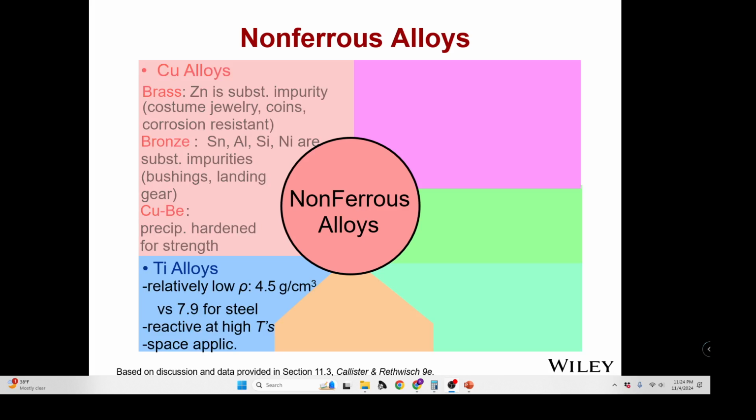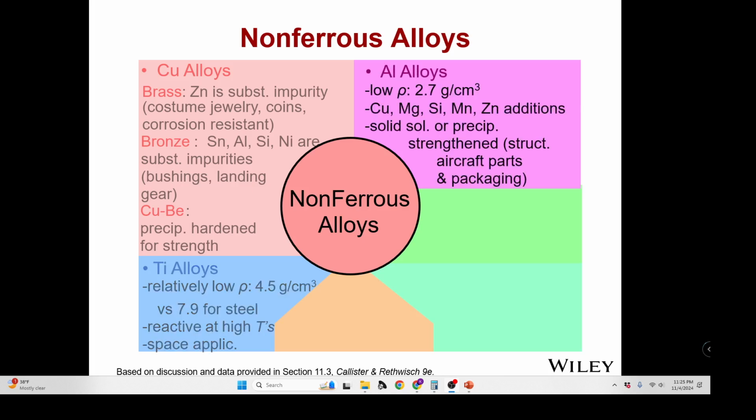Titanium alloys, low density, so they're lightweight, versus 7.9 for steel, so they can be a lot lighter than steel. But they're reactive at high temperatures, very hard to weld, very dangerous. A lot of space applications, as well as naval and military, but some medical as well. But because the titaniums are often softer than steel, they tend to be not great for structural applications. So they're not really ideal at load bearing necessarily.